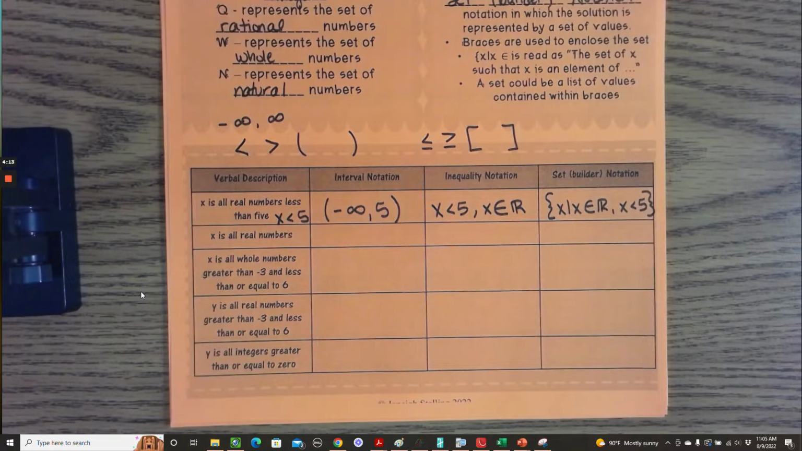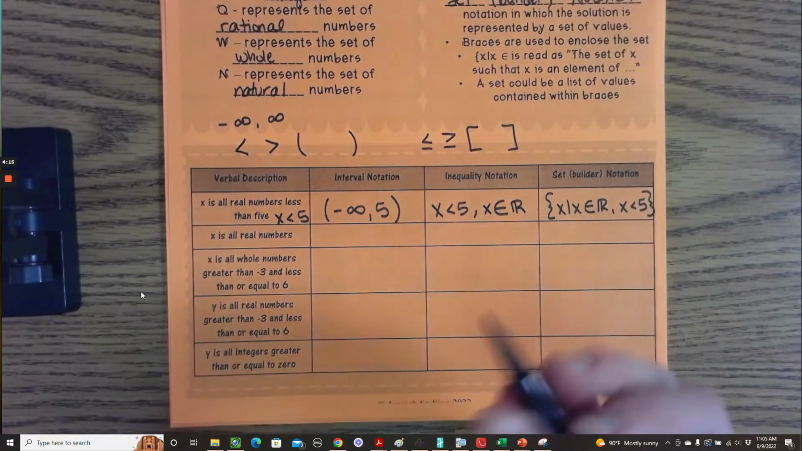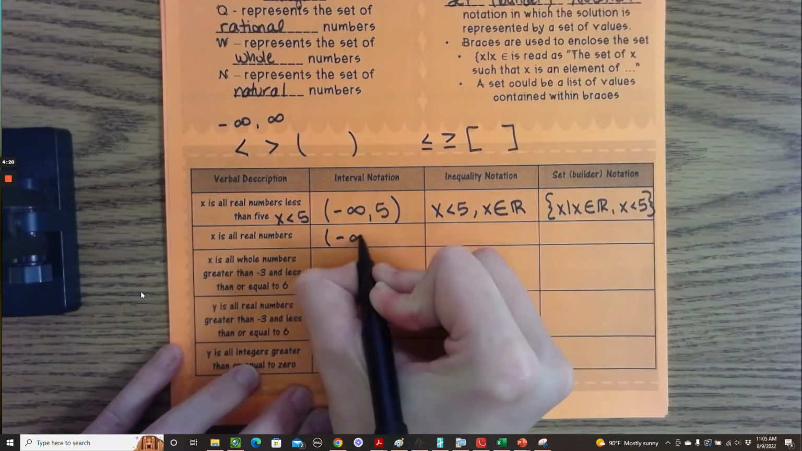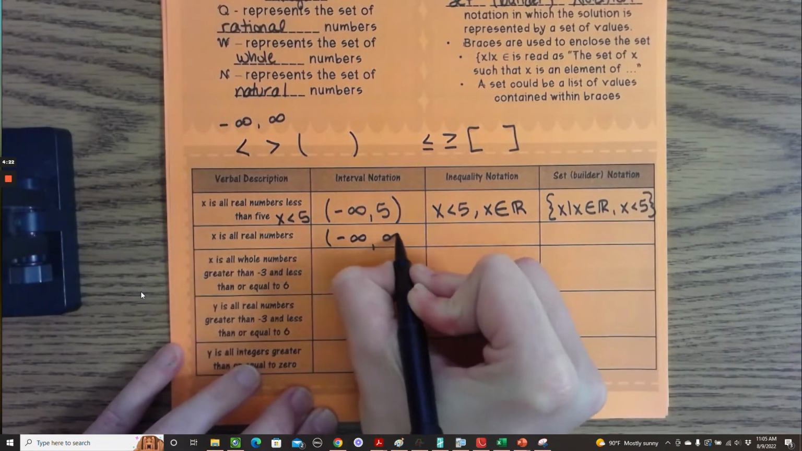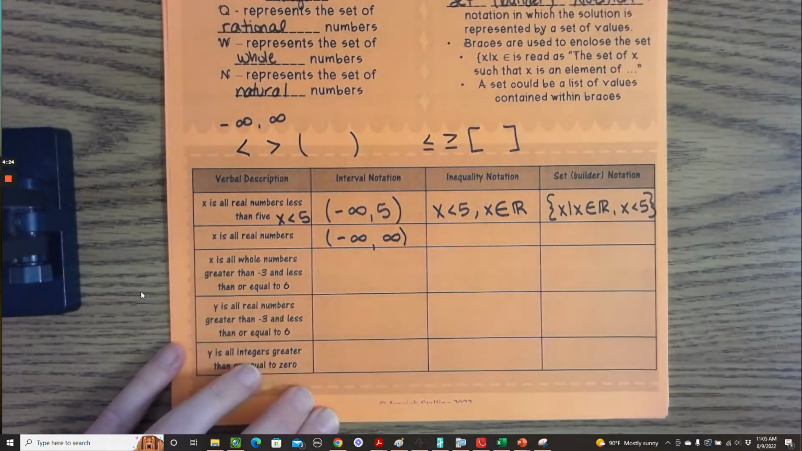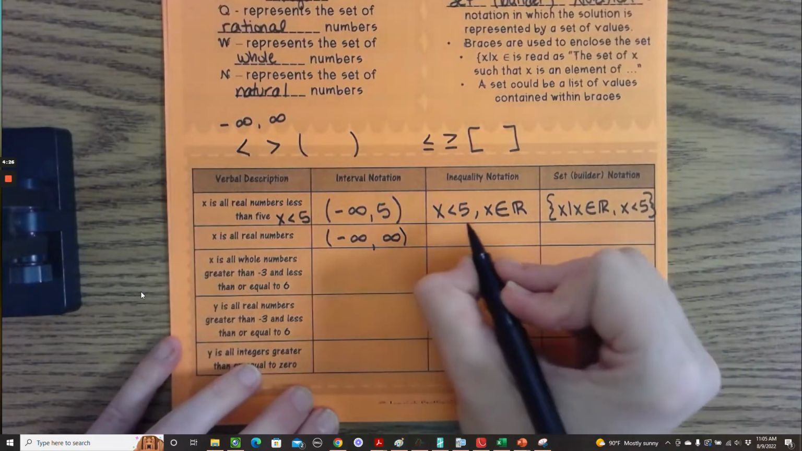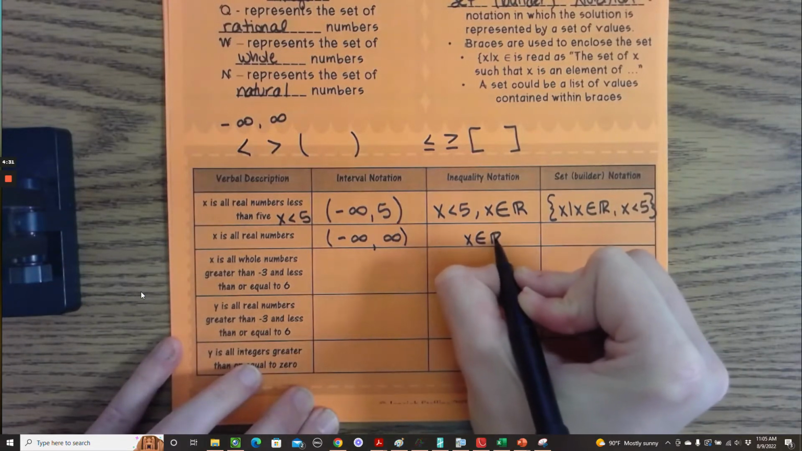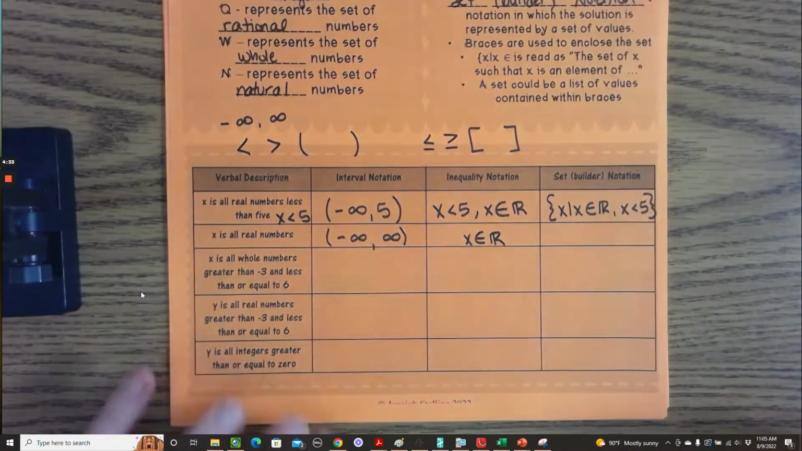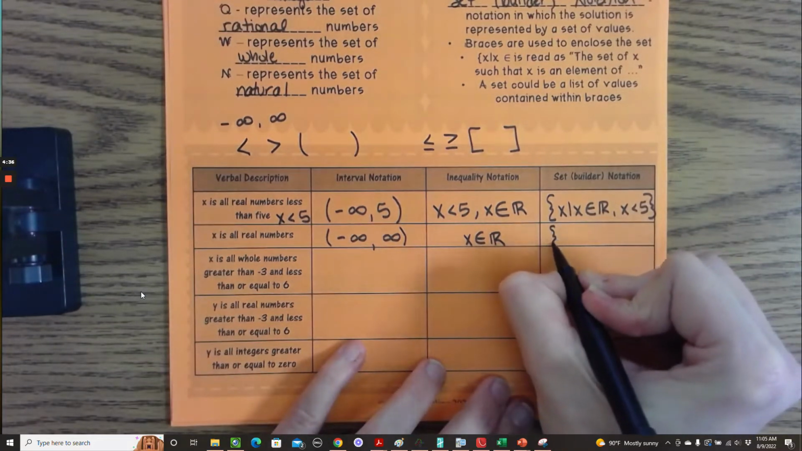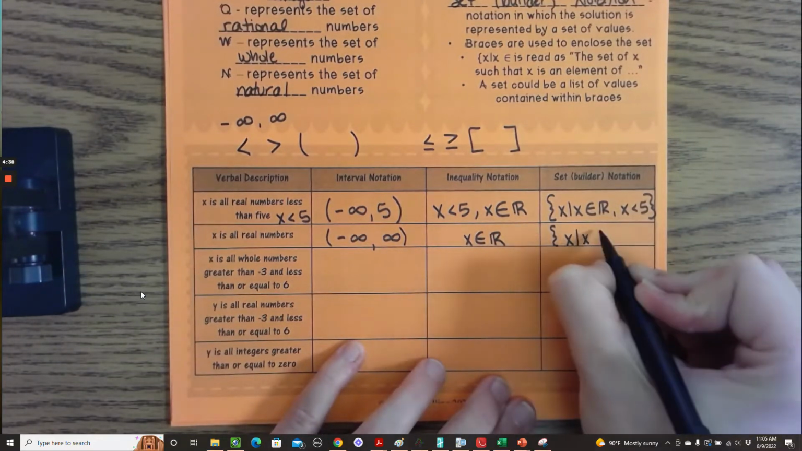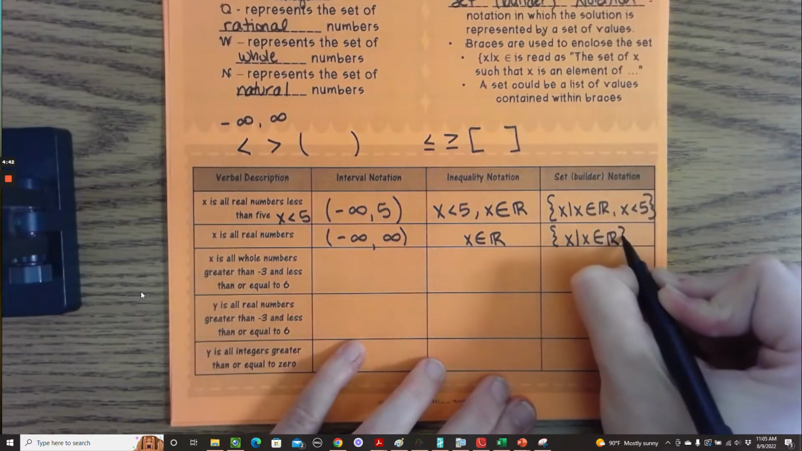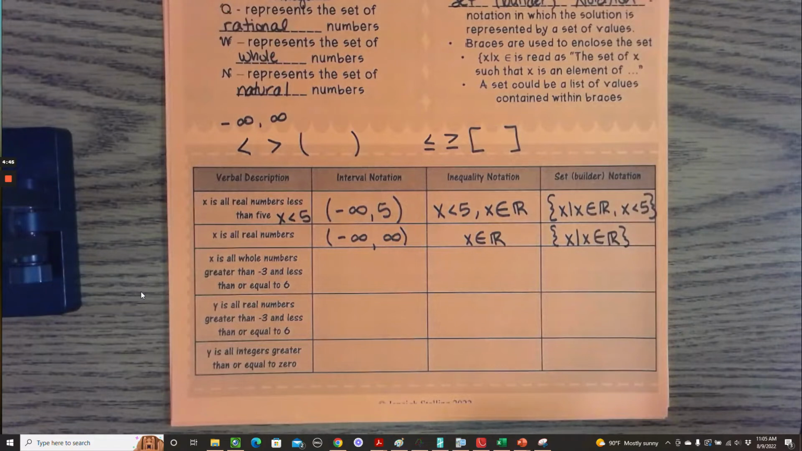Now if we were going to say x is all real numbers, every number is included. So in interval notation, it would be from negative infinity to positive infinity. In inequality notation, x is an element of the set of all real numbers. And then in set notation, we would leave it at that. There's no other stipulations on it.